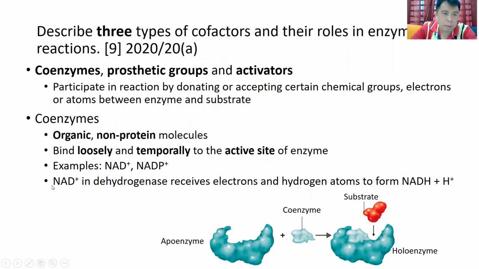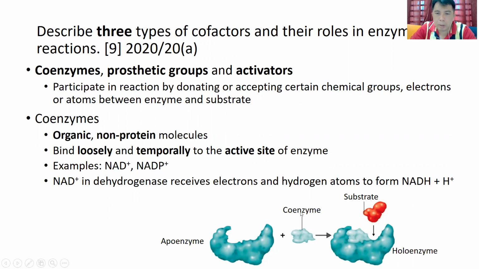So you need to say, for example, oxidized NAD in dehydrogenase. It plays the role in dehydrogenase, receiving electrons and hydrogen atoms to form reduced NAD. So for reduced NAD, you better write the full form, not the simplified form. If just NADH, that is the simplified form. This one is the full, accurate, correct one.